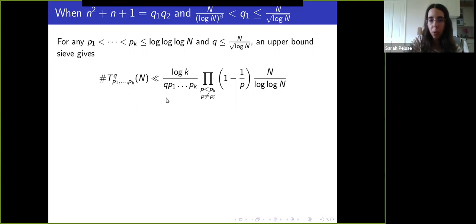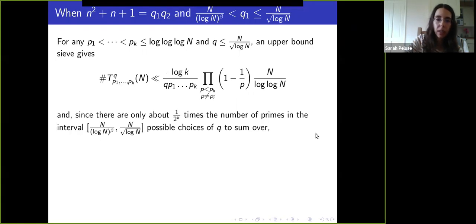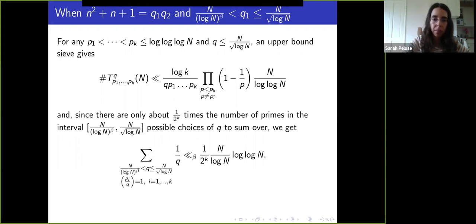And then the first thing we want to do is sum over the q's. So we really only have one thing depending on q here, and it's a 1 over q factor. And there are only 1 over 2 to the k times the total number of primes in this interval, possible choices of q to sum over. So we save a factor of 1 over 2 to the k here. And this is our savings of e to the negative some 5 logs over 6 logs thing.